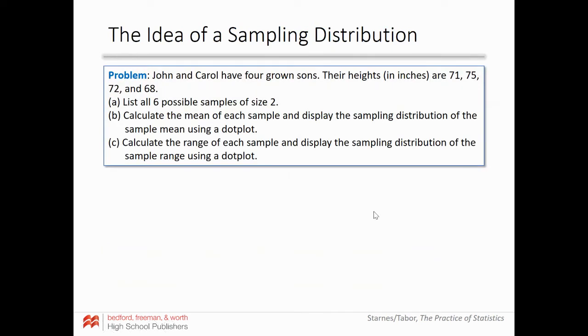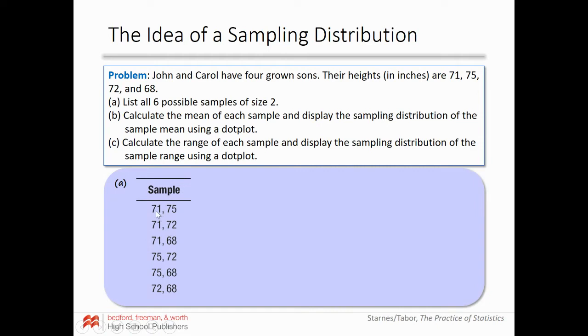So John and Carol have 4 grown sons. Their heights are 71, 75, 72, and 68. All right. So you want to list all possible samples of size 2. Okay. So I could have 71 and 75, 71 and 72, 71 and 68. Or I could have 75 and 72, 75 and 68, or 72 and 68. These are the only possible samples of size 2 with these 4 people.